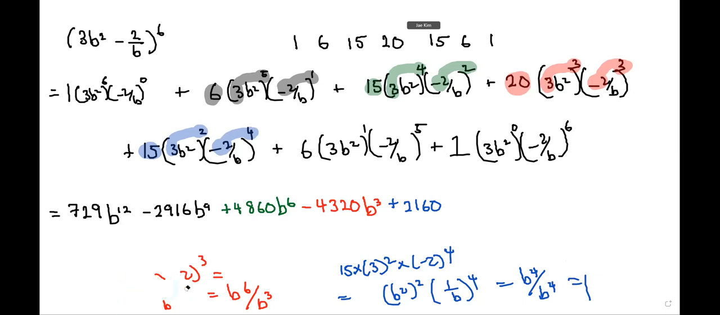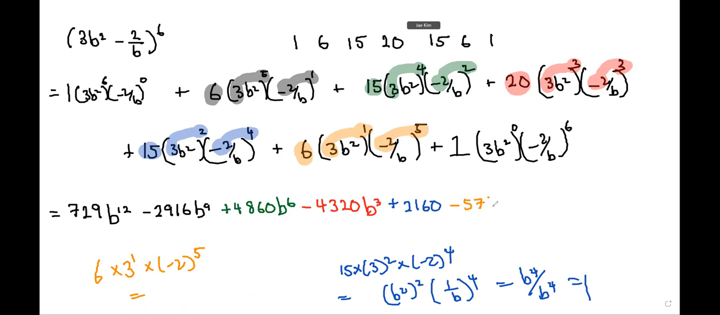Next. What colors do I have left? I guess I could use orange. 6, 3 to the power of 1, negative 2 to the power of 5. So 6 times 3 to the power of 1 times negative 2 to the power of 5. 6 times 3 times a negative. That is negative 576. Now, b squared to the power of 1 divided by b to the power of 5.